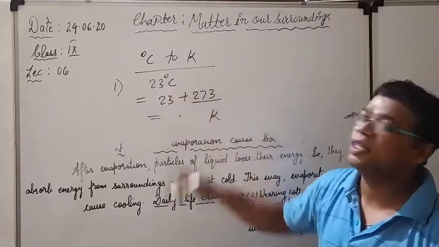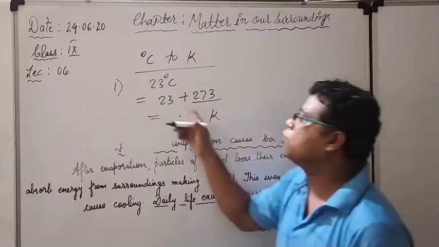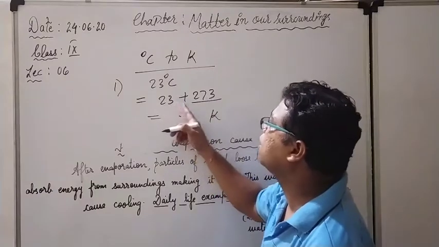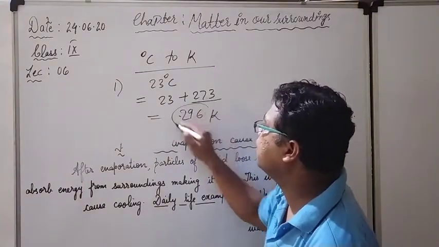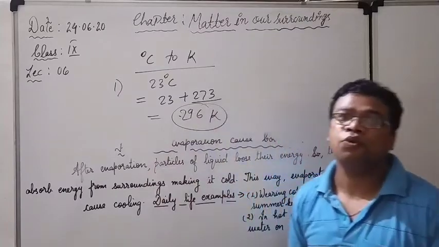So what is 23 degree centigrade in Kelvin form? Addition of 273 plus 23 will give me 296 Kelvin. This is my answer. Now the opposite process.